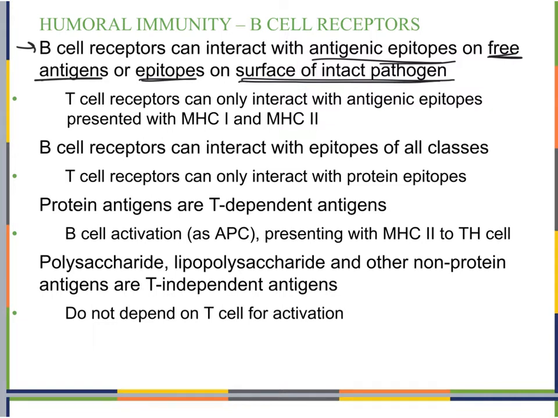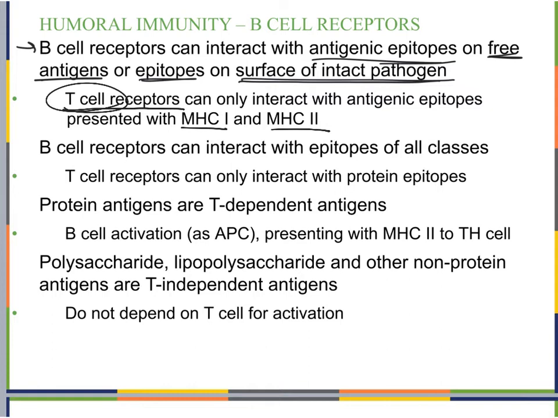Note that this is different than the T cells because remember the T cell receptors can only interact with antigenic epitopes that are presented on the MHC class 1 and MHC class 2 proteins. So a T cell can't just be walking around through the tissues and then come into contact with a pathogen and match up and then become activated. T cell receptors have to match up with that MHC class 1 or MHC class 2 molecule, and then they can go on to be activated and do what they do.